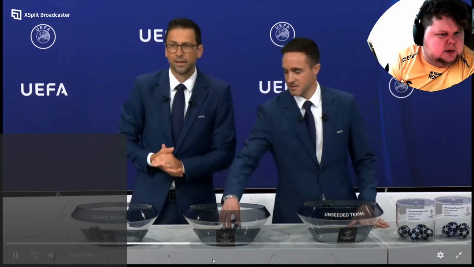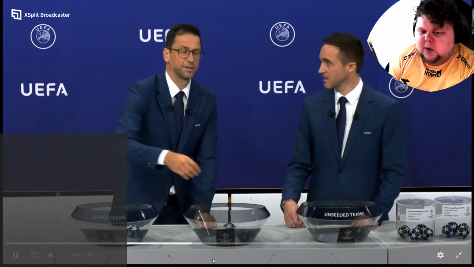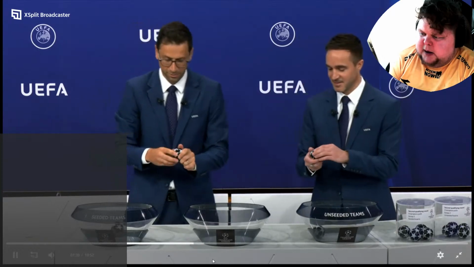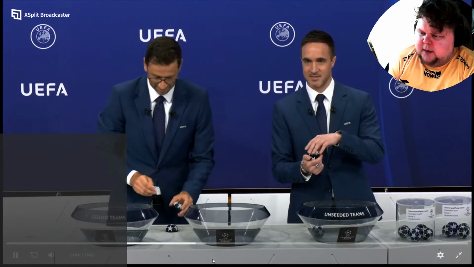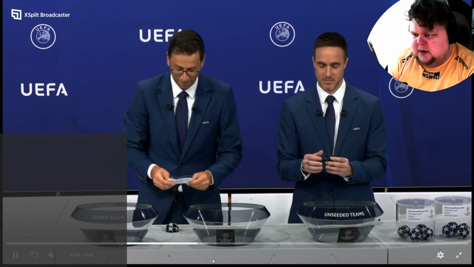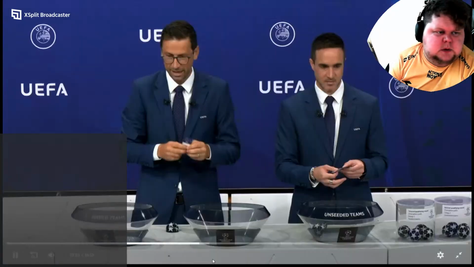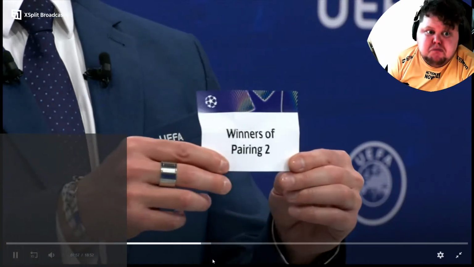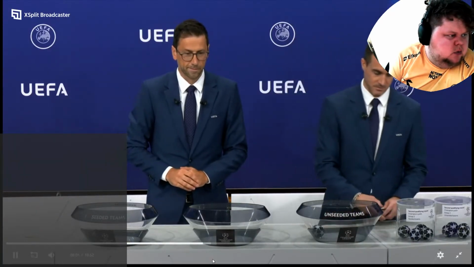Very good. Let's find out the third fixture of the second qualifying round. If there are any more trick balls, check the board. Yes, this was easy. Europa League or Conference first leg at home draw will be Ferencváros TC from Hungary playing the first leg at home, and they play against the winners of pairing 2. So either the New Saints FC or FK Decic to play Ferencváros.